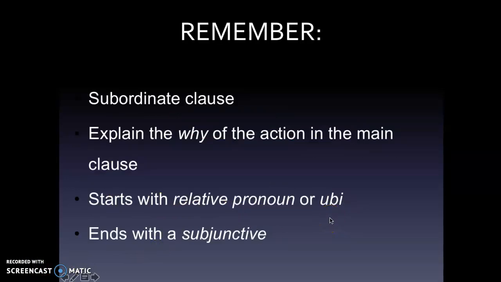All right, Discipuli, remember, these are subordinate clauses. They cannot stand on their own. They explain the why of the main action in the clause. Now, in addition to starting with ut, they can also start with a relative pronoun or ubi. They still end with a subjunctive, though.